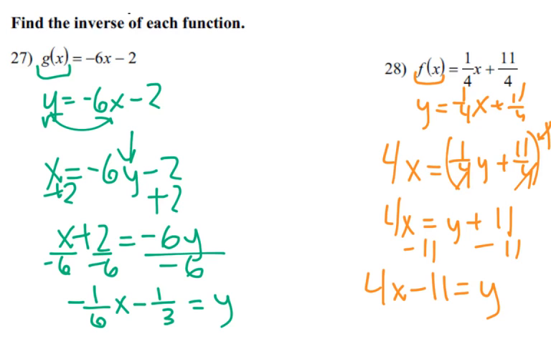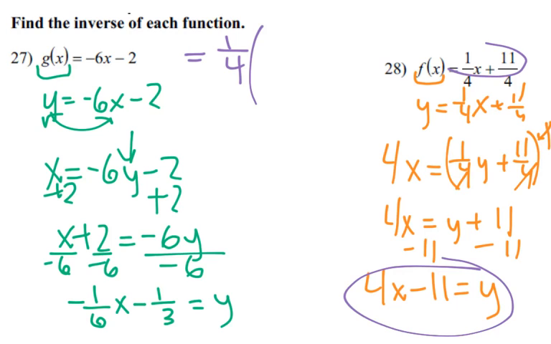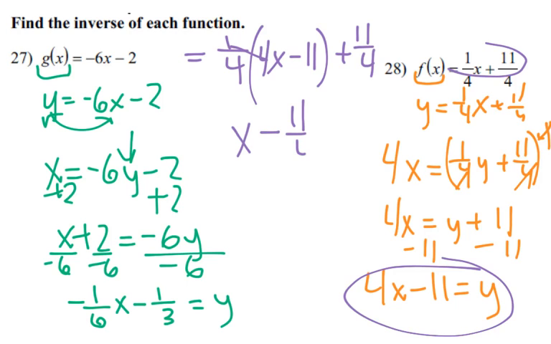Okay, now in the remaining time, just to show you how it looks when you check inverses, if I check these two, I would go f of the inverse of x. So I'd go 1/4, and for x I put in (4x minus 11) plus 11/4. If we multiply through, 1/4 times 4x is x. 1/4 times negative 11 is negative 11/4 plus 11/4. Well, negative 11/4 plus 11/4 becomes 0. We're left with x. That's what it should look like.